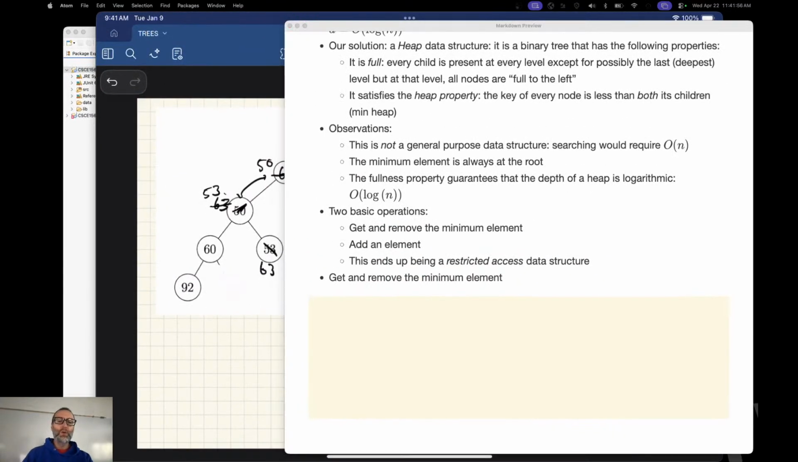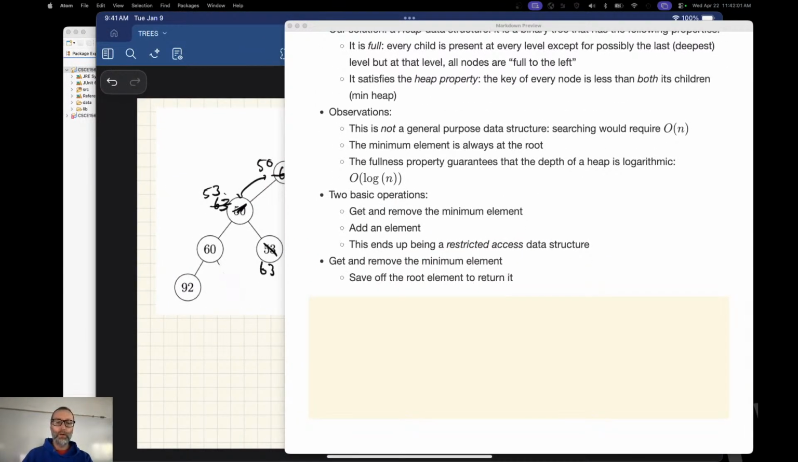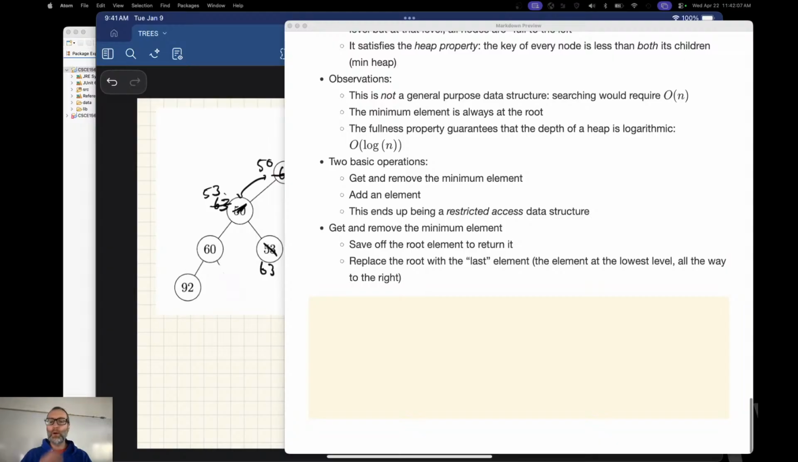You save off the root in order to return it. You replace the root with the last element. I'm going to put that into quotation marks for now, because how do I get to the last element? It was kind of a given that I could do that. It depends on how you implement it. In other words, the lowest element all the way to the right.